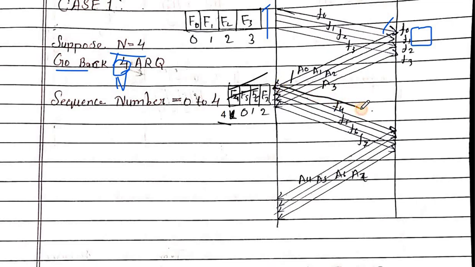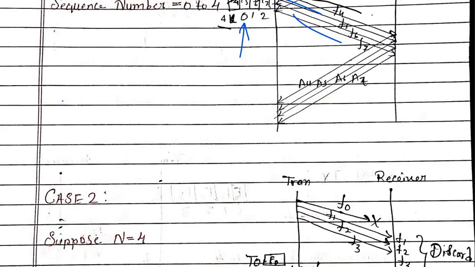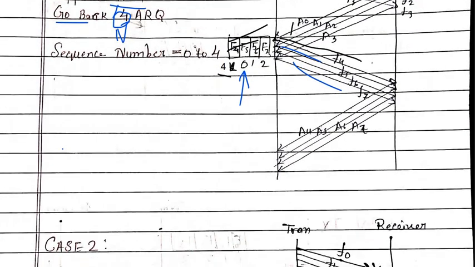After sending F4, when the transmitter receives A1's acknowledgement, it will send the next frame, which is frame 5, whose sequence number starts again from 0. After the 4th sequence number, it starts again from sequence number 0. So after sending all these frames, it gets the acknowledgements. Here everything happens well.